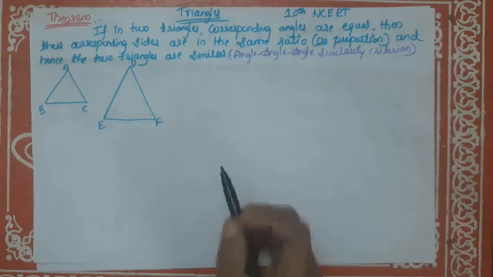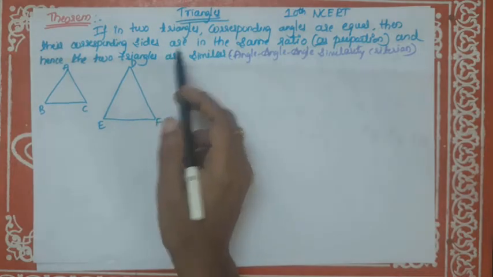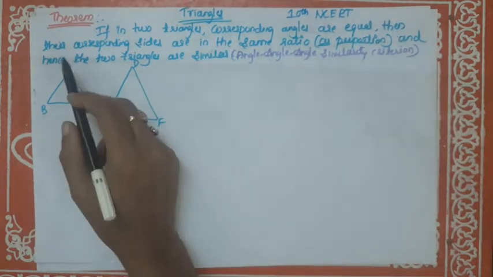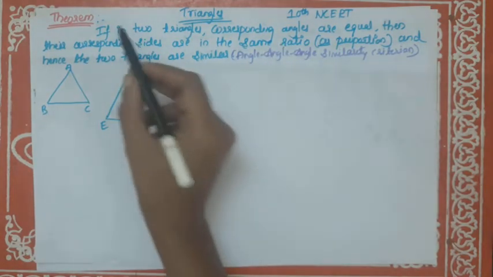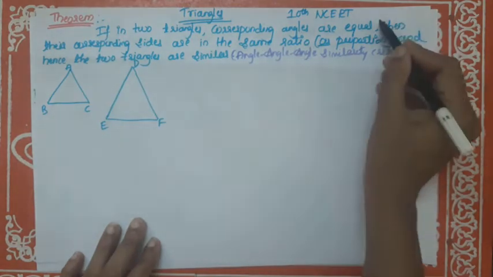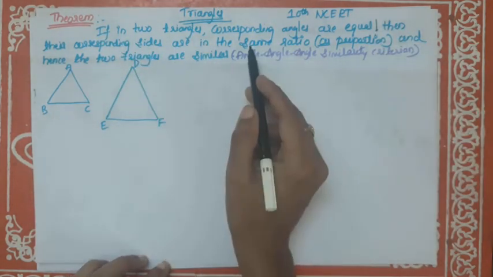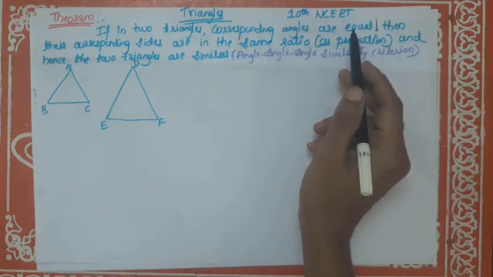Dear students, let us learn the theorem here. If in two triangles corresponding angles are equal, then their corresponding sides are in the same ratio. So here, up to this is the data. In two triangles, corresponding angles are equal. First, let us know this one.